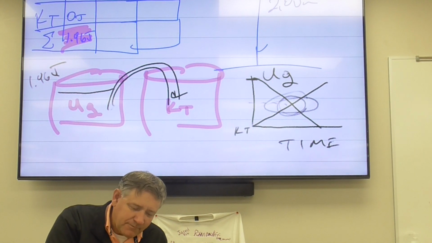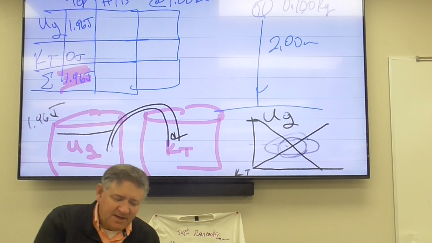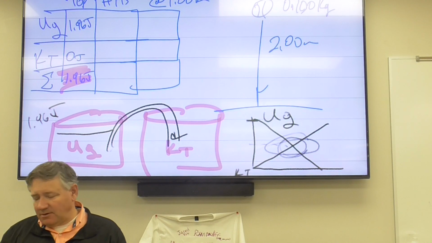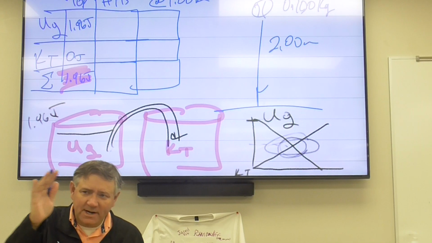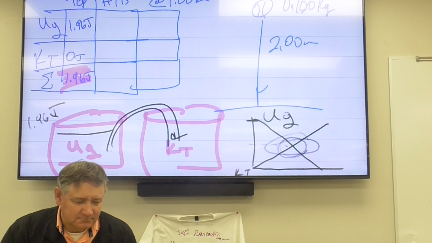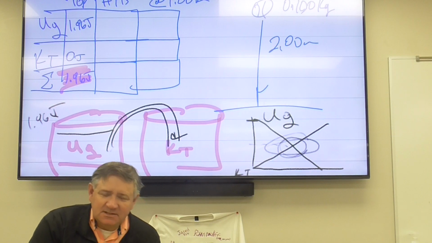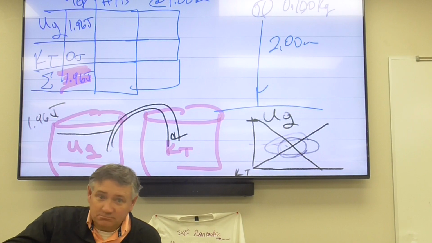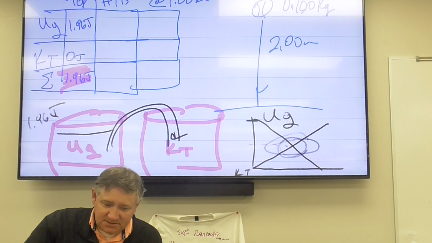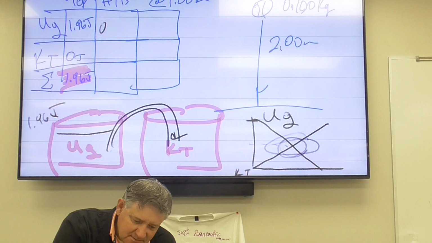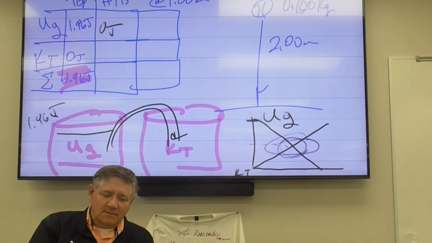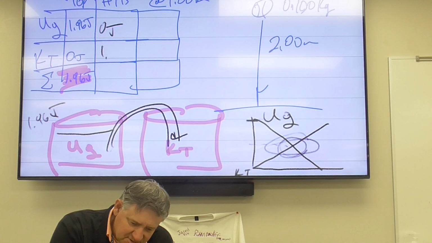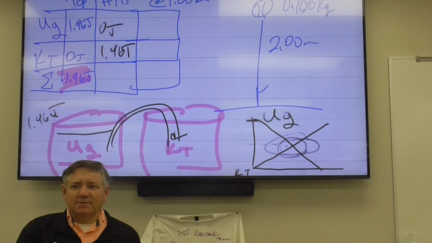So at this point, it's all UG, right? Now I drop it, and it begins to fall. When it hits the ground, how much UG does it have? 0. Why? Because the height is 0, right? Don't make this complicated, h is 0. So that's 0 joules. How much kinetic energy are you going to have? 1.96 joules. Otherwise, everything has to add up.